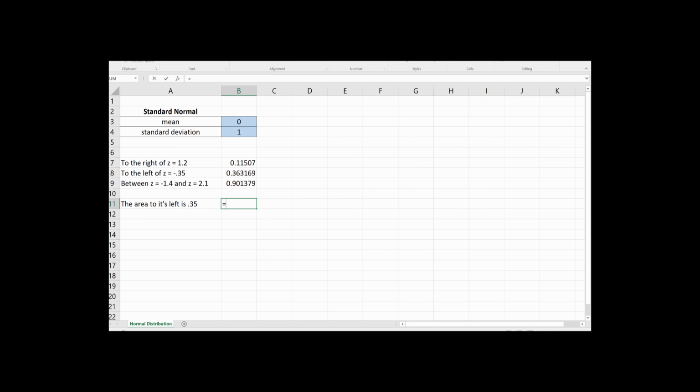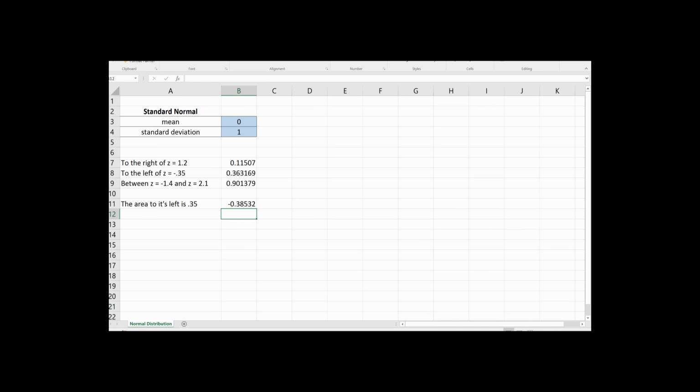Okay. We're going to do NORM.INV. That's what I and V stand for. Open the parentheses. And here you're going to plug in the following. Probability to the left. This has to be the area to the left of your score. So in our case, it's 0.35. Mean and standard deviation. In our case, we're still dealing with standard normal.